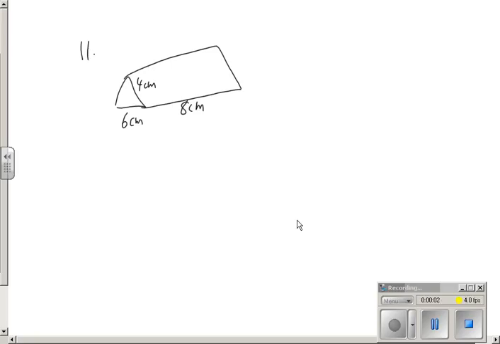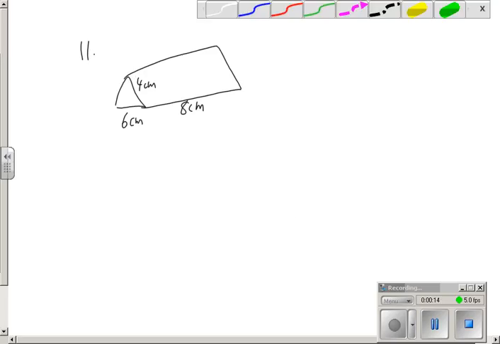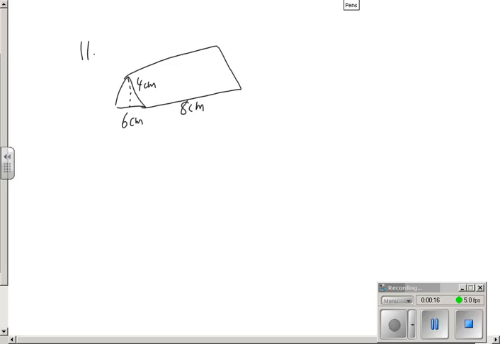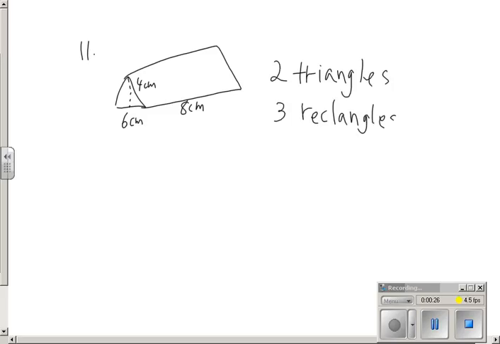Okay, question 11 of the review says the surface area of this triangular prism would be calculated as which of the following: A, B, C, or D? Well, I'll tell you what. Triangular prism, hopefully by now, when we're talking about surface area, you understand it's made up of two triangles, those are the ends of them, and three rectangles. Those are what makes up the surface area of any triangular prism.